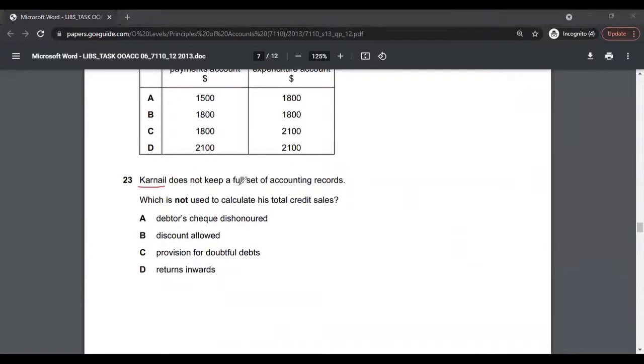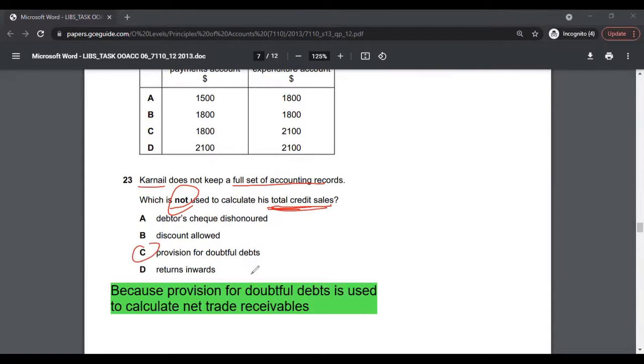Carnell does not keep a full set of accounting records. Which item is not used to calculate his total credit sales? It is actually provision for doubtful debts. The answer to multiple choice 23 is option C.